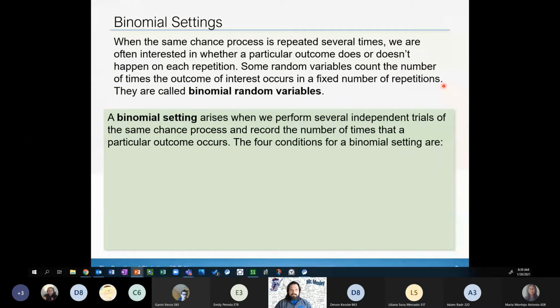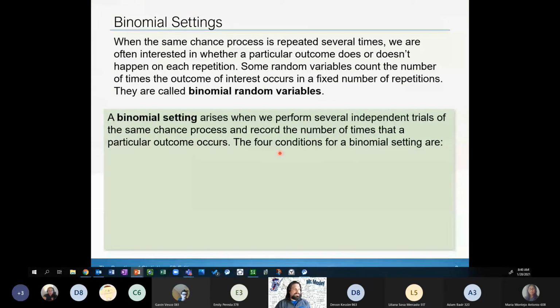Previously, we've just given a random variable, and there's maybe not necessarily a fixed amount of things happening, but there's a fixed possible number of outcomes, right? So now we're doing a fixed number of trials or repetitions. When we have that, we have a binomial random variable. A binomial setting arises when we perform several independent trials of the same chance process and record the number of times that a particular outcome occurs.